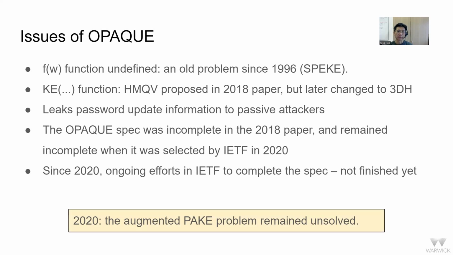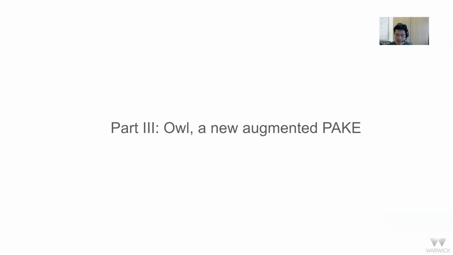So the takeaway from this IETF standardization process is that when this standardization finished in 2020, we should see that the augmented PAKE problem was still unsolved. So that is motivation for us to look into this problem and try to find a different solution. That comes to part 3. And we are going to present a new protocol.